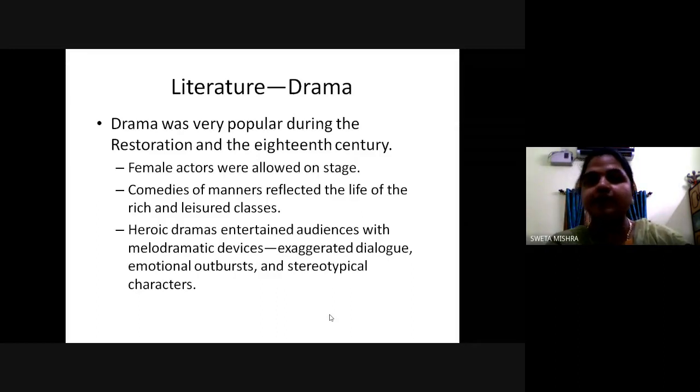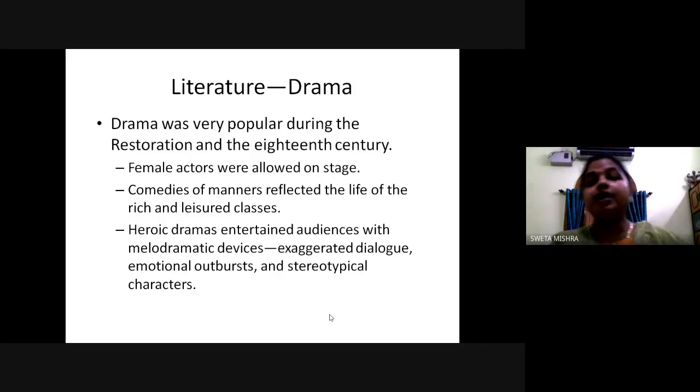During this period, the female actors were also allowed to join. They could act. The female actors were allowed on stage. And prior to this, the female actors were not allowed. But now, during this era, there was a change. The female actors were allowed to act on the stage. The comedies of manners reflected the life of the rich and the leisured classes. I think all these comedies of manners you might have learned in the previous semester. So I will not go into a lot of detail about these things.